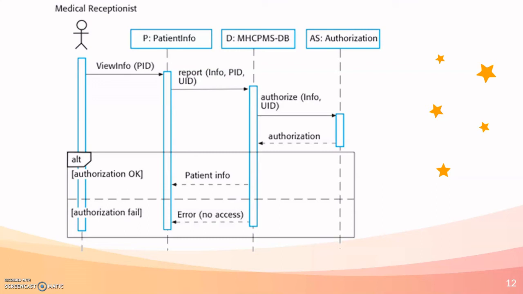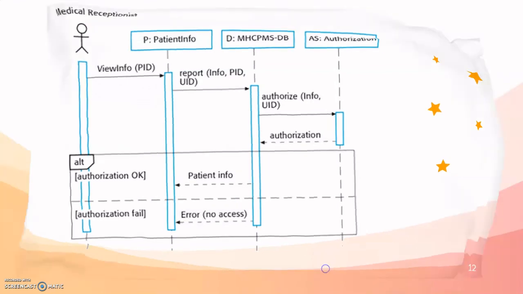So the database checks with an authorization system that the receptionist is authorized for this action. If authorized, the patient information is returned and is displayed on a form on the user screen. Now suppose authorization fails, then an error message is returned. The box denoted by Alt in the top left corner is a choice box indicating that one of the contained interactions will be executed. The conditions that select the choice are shown in square brackets. So this is how a sequence diagram works.